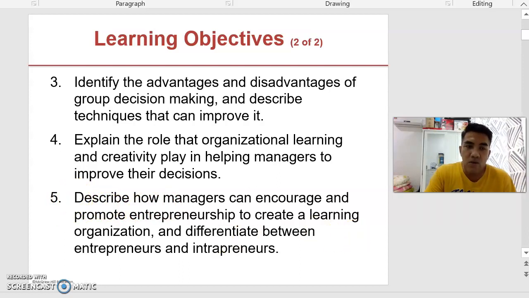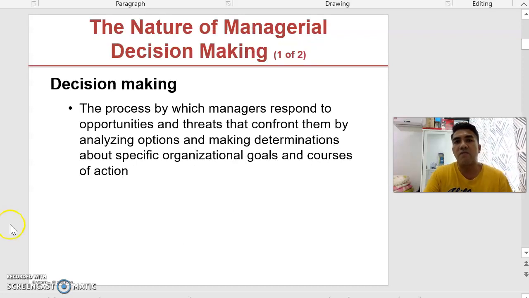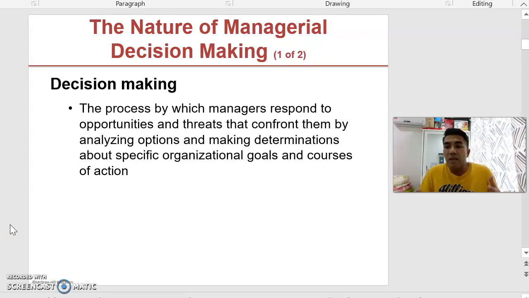All right, let us go with the content of the chapter first. Nature of managerial decision making. What does it mean by decision making? Decision making is the process by which managers respond to opportunities and threats that confront them by analyzing options and making determinations about specific organizational goals and courses of action.